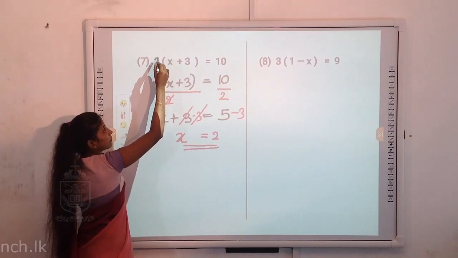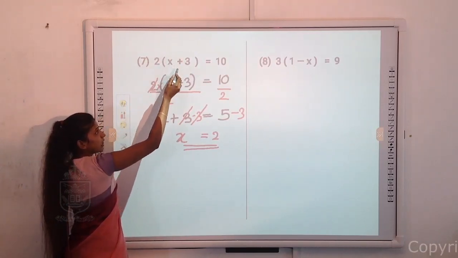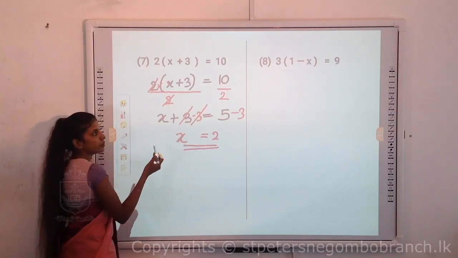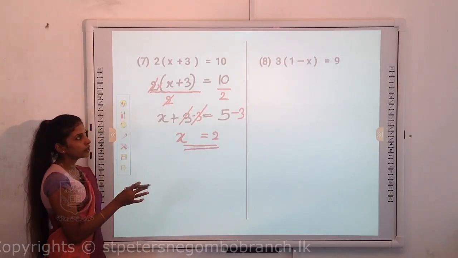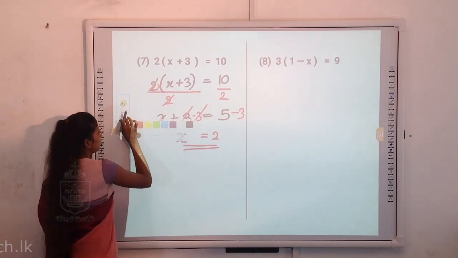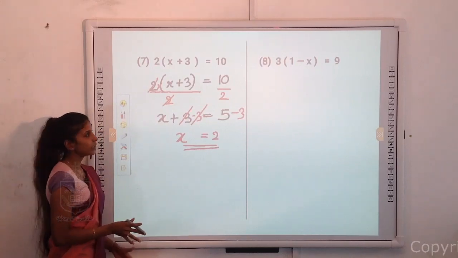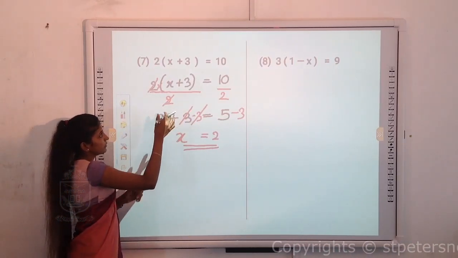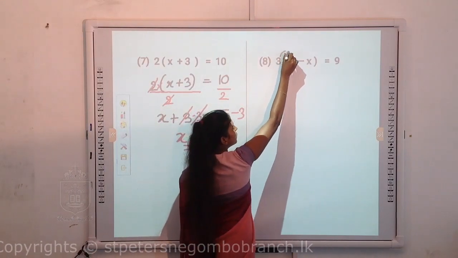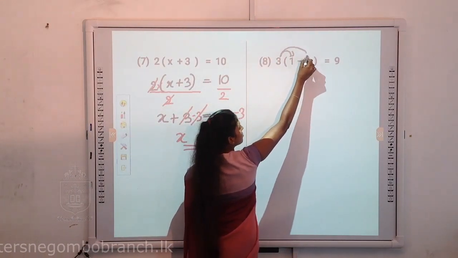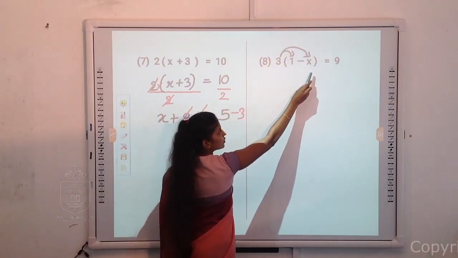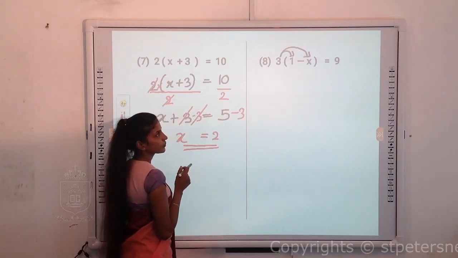I didn't multiply with the outside number. I just removed the number at first and then solved the inner part of the bracket. Second method: I am not going to remove 3. I am going to multiply. That means I am going to remove the bracket first. Here the bracket was kept and you remove the 2, and here I am going to remove the bracket. That means you are going to multiply this outside number 3 by the 2 terms inside the bracket.